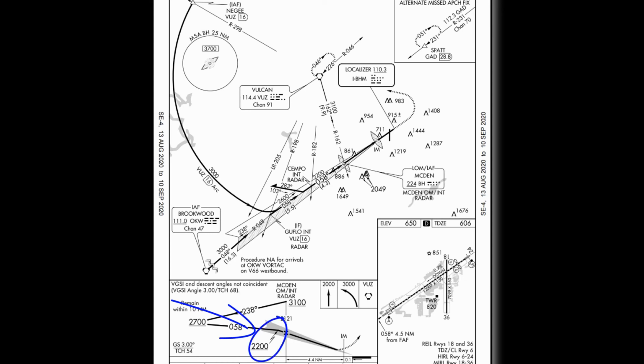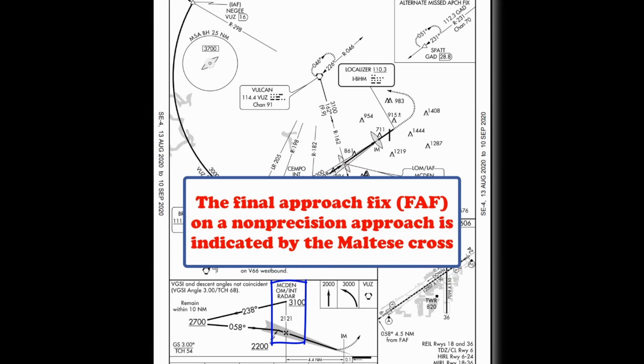On the ILS, when you reach 2,200 feet on the glide slope, that is the final approach fix. If you're flying the localizer only, the non-precision, that is indicated by the iron crosshairs, which you can see here on the profile view at McDinn. So, precision approach, ILS, indicated by the lightning bolt. Non-precision, localizer approach, indicated by the iron crosshairs, McDinn.